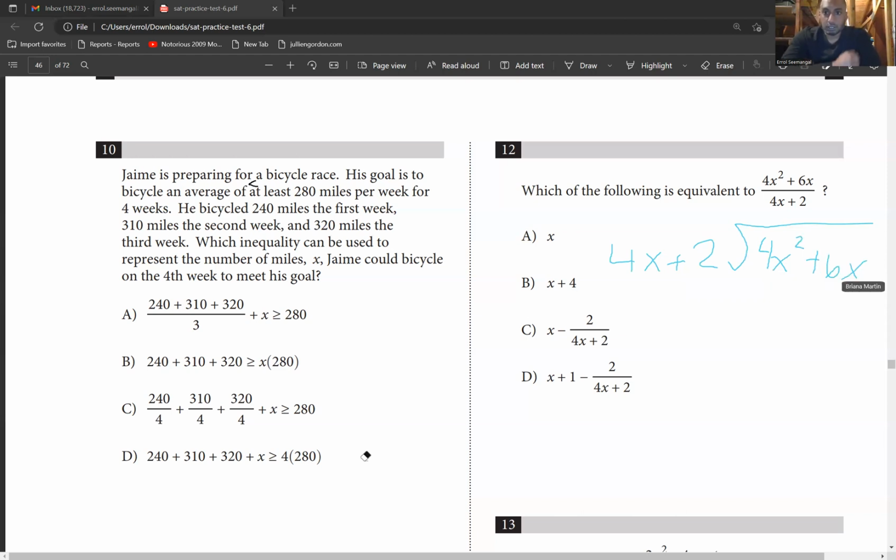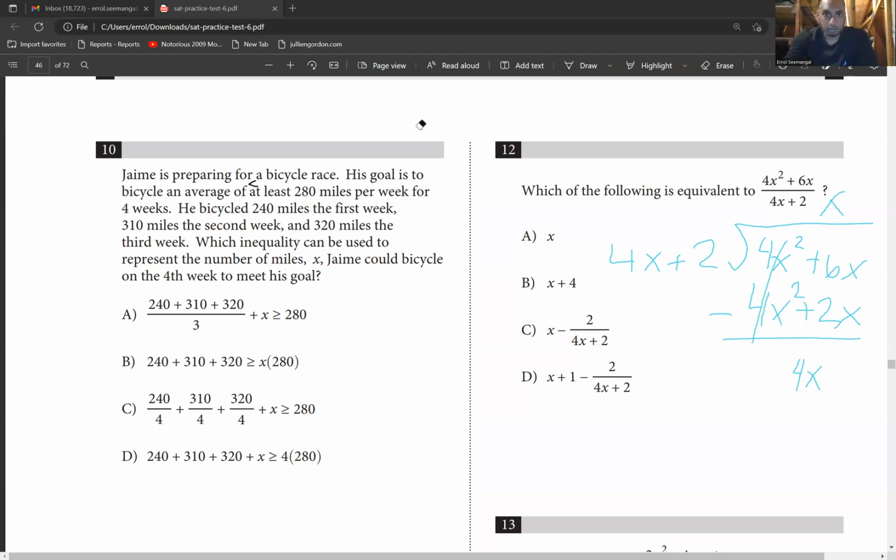All right, so does 4x plus 2 go into 4x squared plus 6x? How many times does it go in? X? Yeah, so put an x above the 6x. Now multiply x times 4x plus 2. 4x squared plus 2x. Yeah, there you go. And now subtract. All right, the 4x squared cancel. What do you have left? 4x, yep.